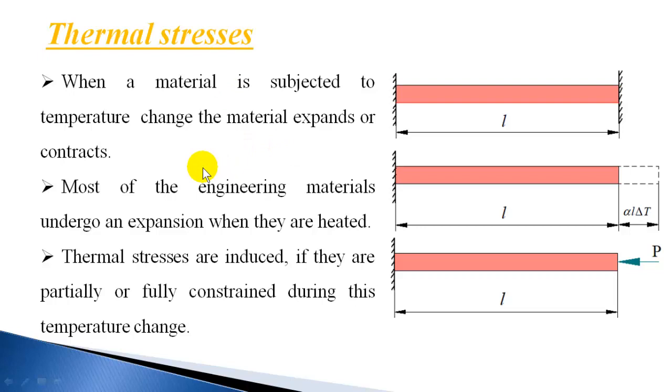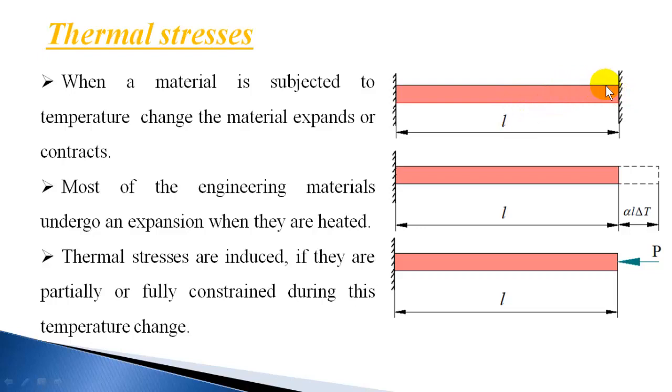Most of the engineering materials undergo an expansion when they are heated. Now, if this expansion is completely constrained, as shown in this figure, by supports, and this bar is heated, the tendency of the bar is to increase its length. So it is trying to expand, and the supports are not allowing this expansion, and the support has to, in that case, exert a compressive force to retain its length.